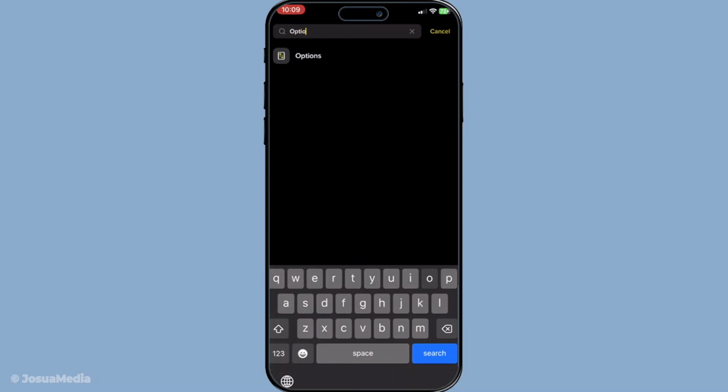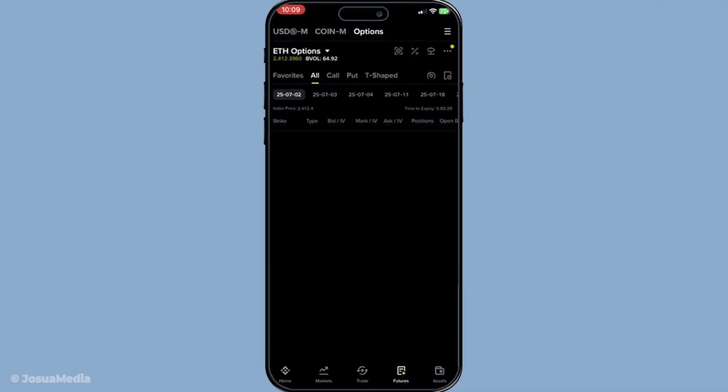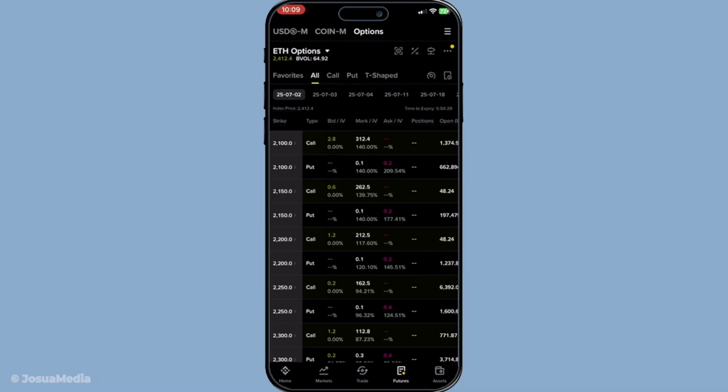Binance options are quite powerful trading tools that offer you flexibility in terms of strategy, but it's crucial to understand the basics before diving into trading complicated strategies. By selecting options, you're positioning yourself to tap into this dynamic trading opportunity.